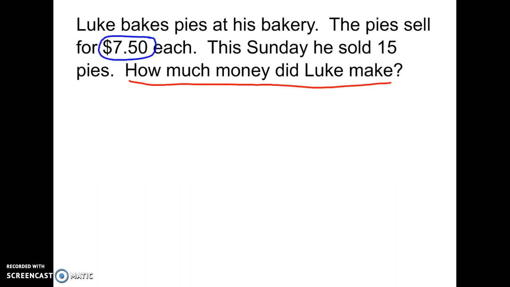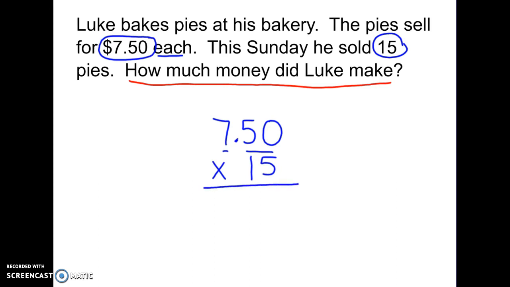$7.50. So that's for one pie. And I can see that he sold 15 pies on that day. Well, that to me sounds like I'm going to be selling $7.50 pies 15 times. So in other words, I'm going to be using multiplication. So I'm going to write $7.50 right there. Put the decimal point right there to separate the whole numbers from the decimal places. So I have a decimal point. And I'm going to multiply it by 15 because he sold 15 pies.